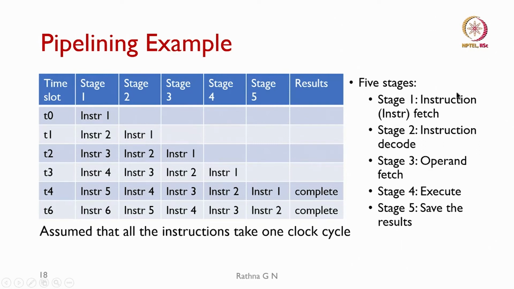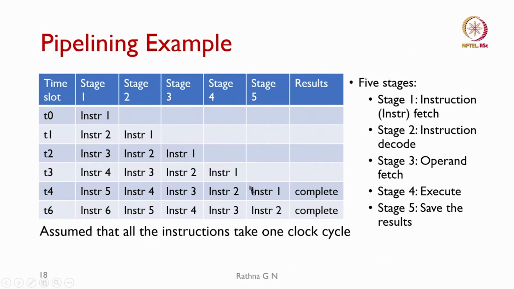So the first stage is going to be instruction fetch. We represent it as INSTR. So what happened at the T0 time slot? The first instruction is fetched in stage 1. In the second clock cycle, or T1 time, instruction 2 is going to be fetched in stage 1, whereas the first instruction moves to stage 2. As you will be seeing, as the clock cycle is increasing, the instruction is moving further in its pipe. That is what will show it. So finally the result is going to be available in the T6 clock cycle, okay.